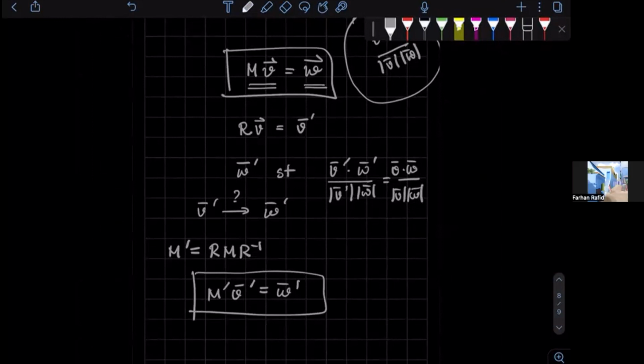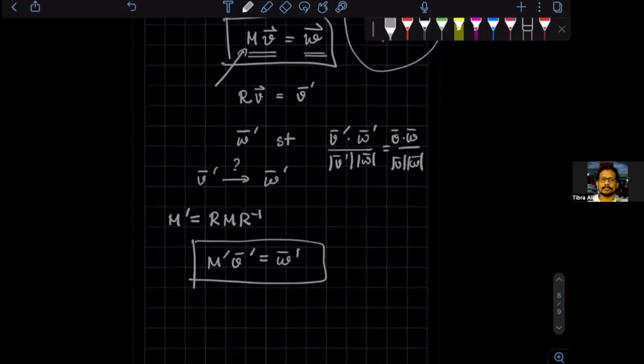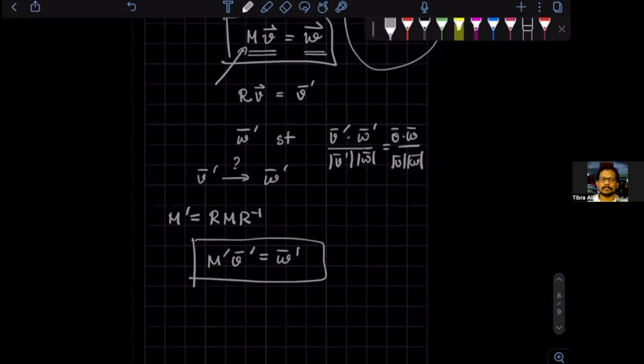So this is the group action. And that group action in the rotated basis takes you to an analogous group action M prime, which is related to the original one by a conjugate action, which in matrix language is called the similarity transformation, right?